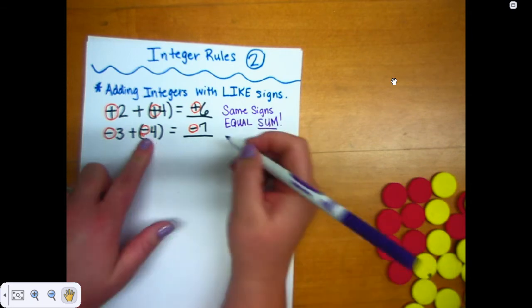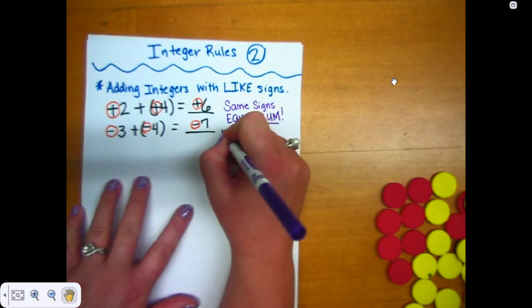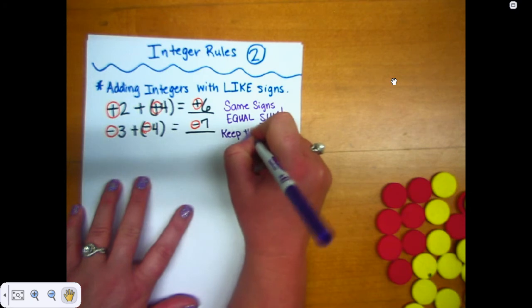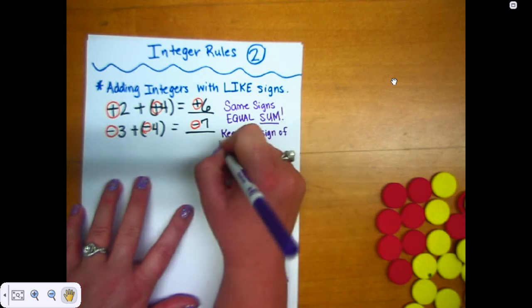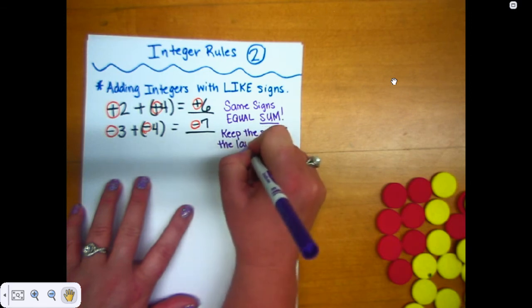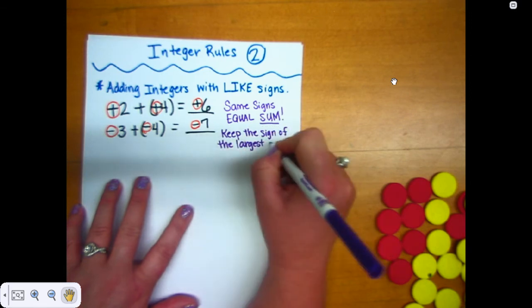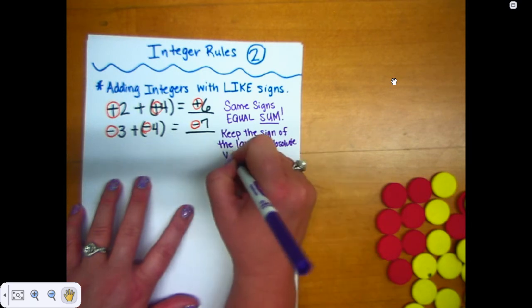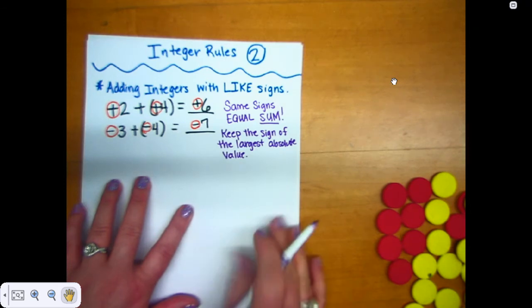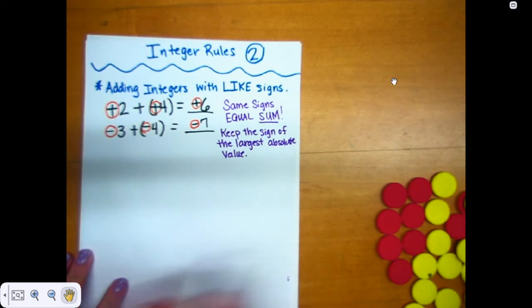Okay, so let's make a note of that. Keep the sign of the largest absolute value. Okay, I'll give y'all a second to get caught up. And then we're going to talk about adding integers with unlike signs.